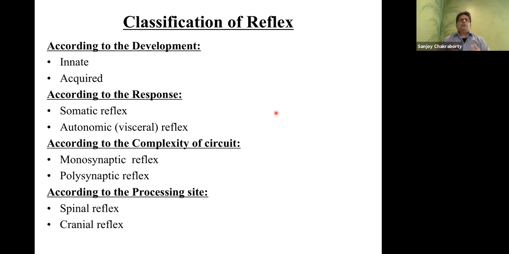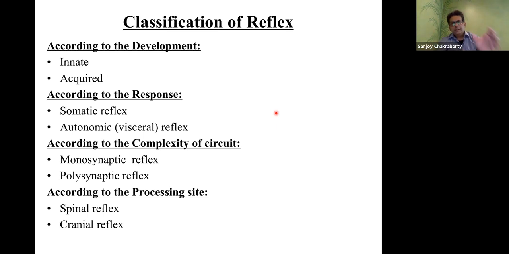Like who is doing the job, who is executing the function. Remember the motor neuron. So motor has two divisions, somatic and autonomic. Obviously, if the somatic nerve is involved, we call it somatic reflex. And if the autonomic nerve, parasympathetic and sympathetic, is involved, we call it autonomic reflex. I mentioned those words in the last lecture as well, in the nervous system lecture.